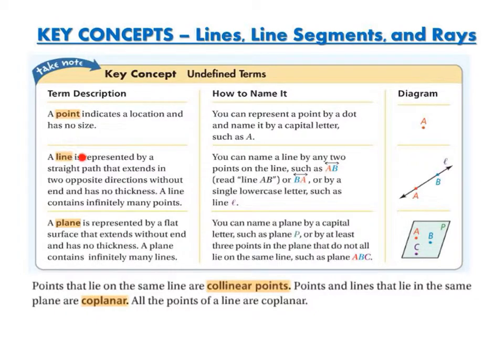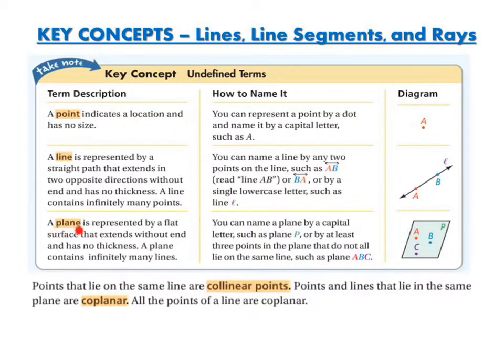Next is a line, and that's represented by a straight line and 2 points. It's full of points, but you're usually going to see 2 points. This line here has 2 points on it, point A and point B. When you write this line, you can write it as AB or BA. It doesn't matter which way that you write it.